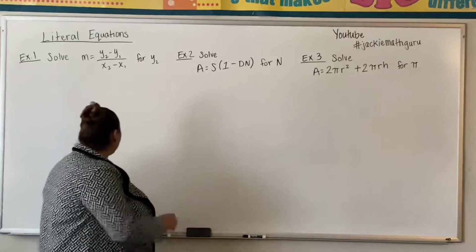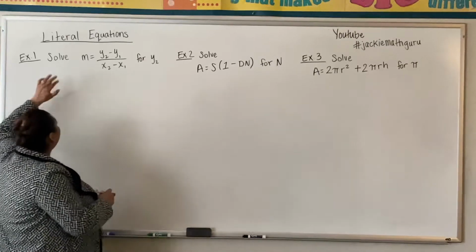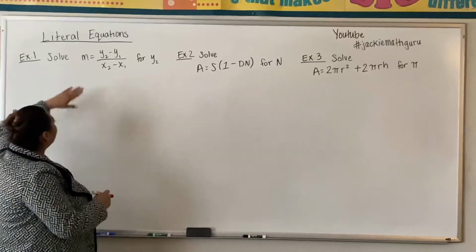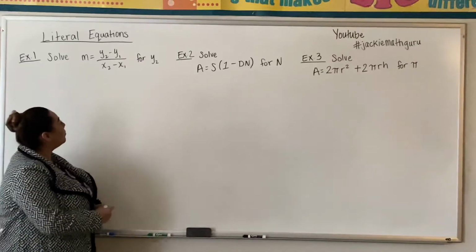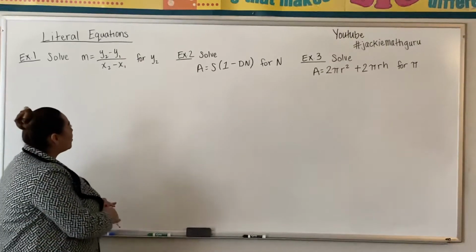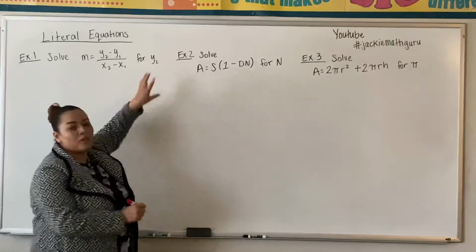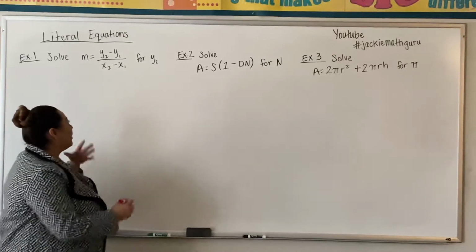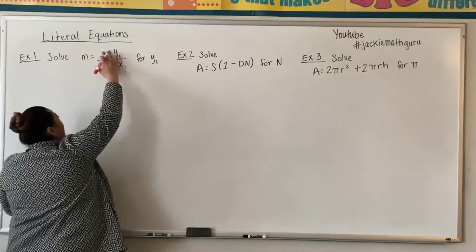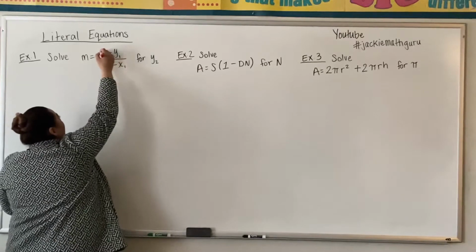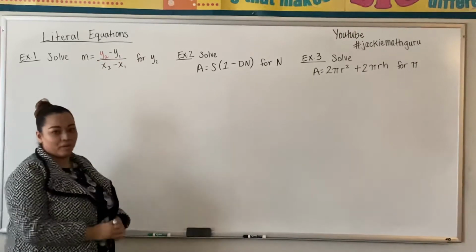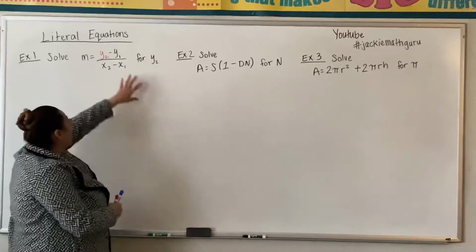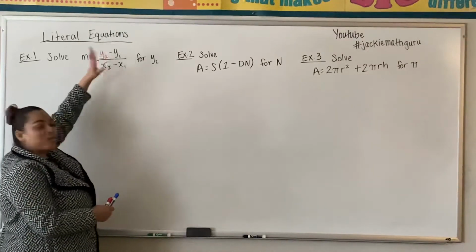For instance, in example number 1, we have the midpoint. We're going to solve m equals y2 minus y1 over x2 minus x1, and we are solving for y2. Since I don't have a highlighter, I'm just going to change the color and put it in red. That's what we are trying to solve for. That means we have to move everything that is not red to the other side.